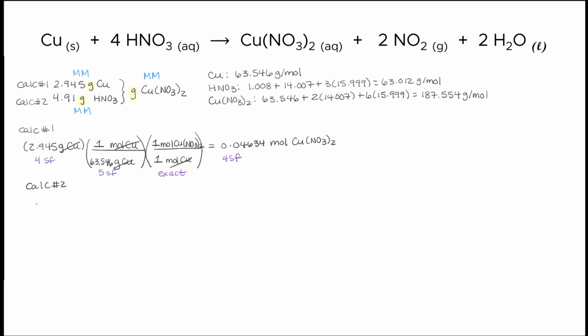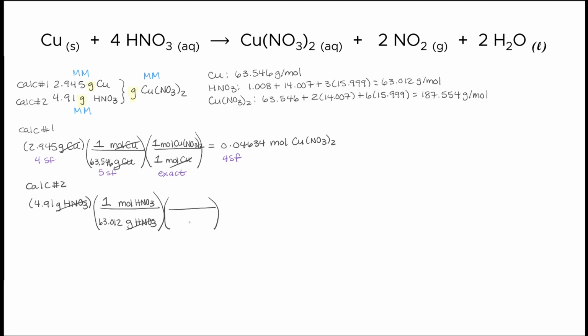For calculation number 2, we start with what we're given, 4.91 grams of nitric acid. Then we apply its molar mass. So grams of nitric acid will go in the denominator, moles of nitric acid in the numerator. Molar mass is always the mass of 1 mole. And then for grams, we have 63.012. We'll cancel the units and then apply our stoich step.